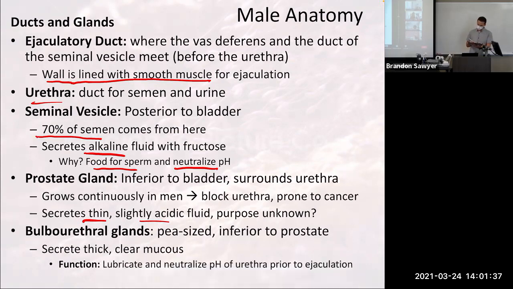And then the bulbourethral gland is a little pea-sized gland sitting inferior to the prostate that secretes more of a thick, clear mucus. This is for lubrication and neutralizing the pH of the urethra prior to ejaculation. So this fluid isn't typically part of semen, it comes out before.